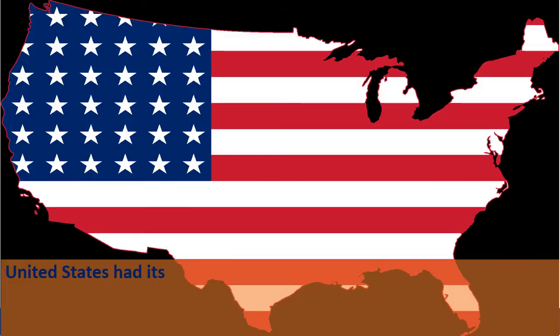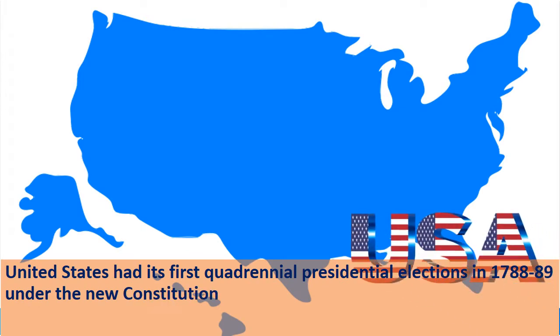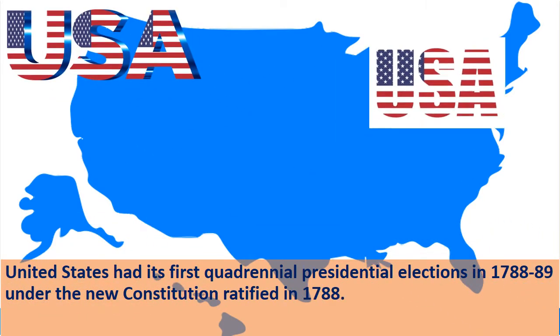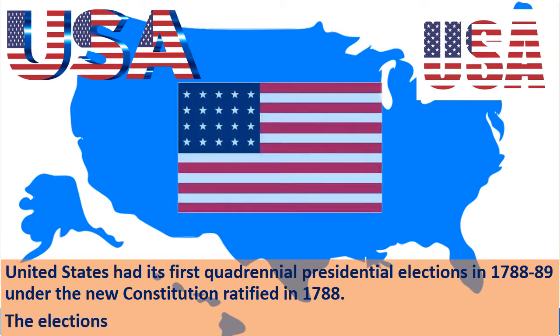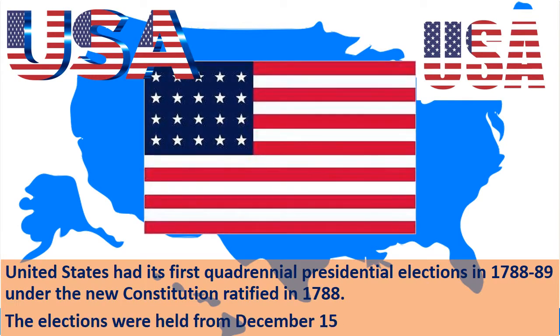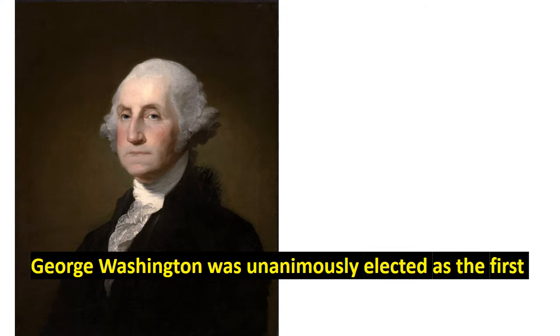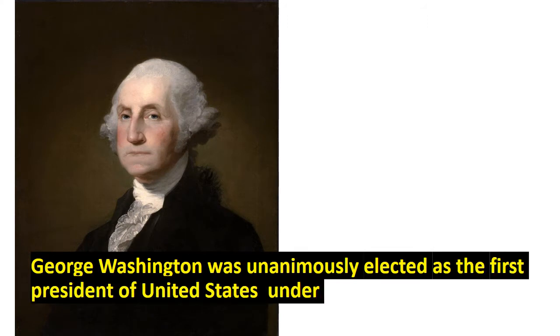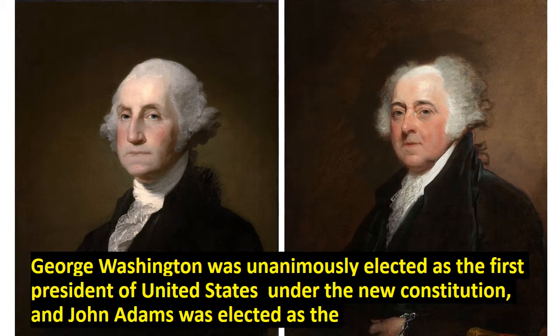United States had its first quadrennial presidential elections in 1788-89 under the new constitution ratified in 1788. The elections were held from December 15, 1788 to January 10, 1789. George Washington was unanimously elected as the first President of United States under the new Constitution, and John Adams was elected as the Vice President.